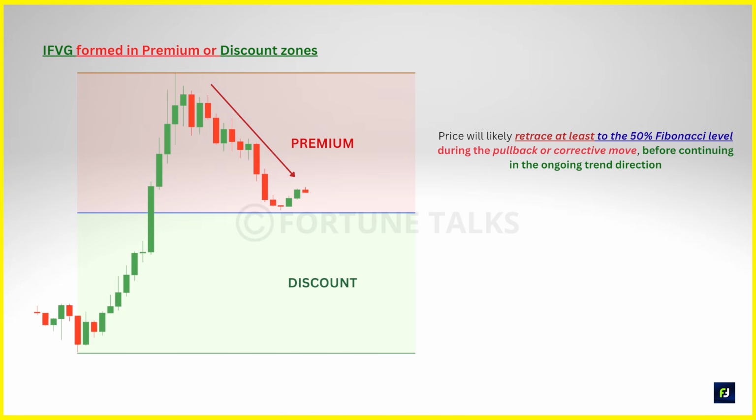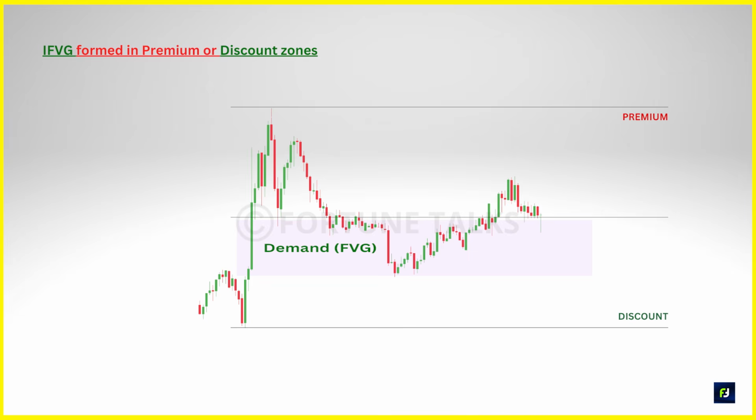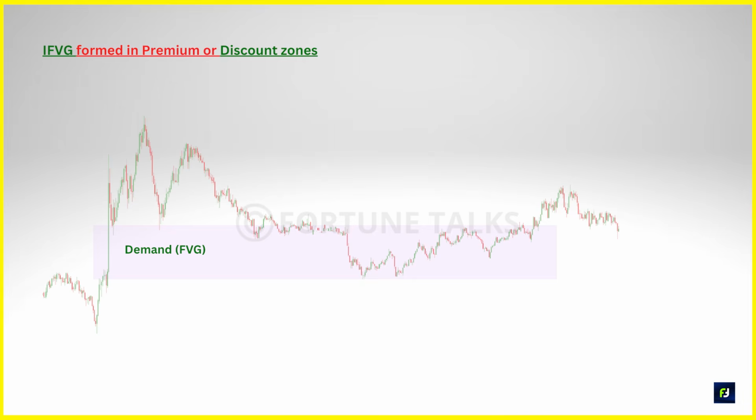So during a bullish trend, any demand zone like a bullish fair value gap or a bullish order block within the discount zone is more likely to hold the price. Now, when the price taps into the demand area in the discount zone and starts moving higher, switch to your lower time frame chart and look for a bullish inverse fair value gap on the way up. This could be the first sign that the retracement is complete and that the trend is about to continue higher. Such IFVGs tend to be stronger in nature.